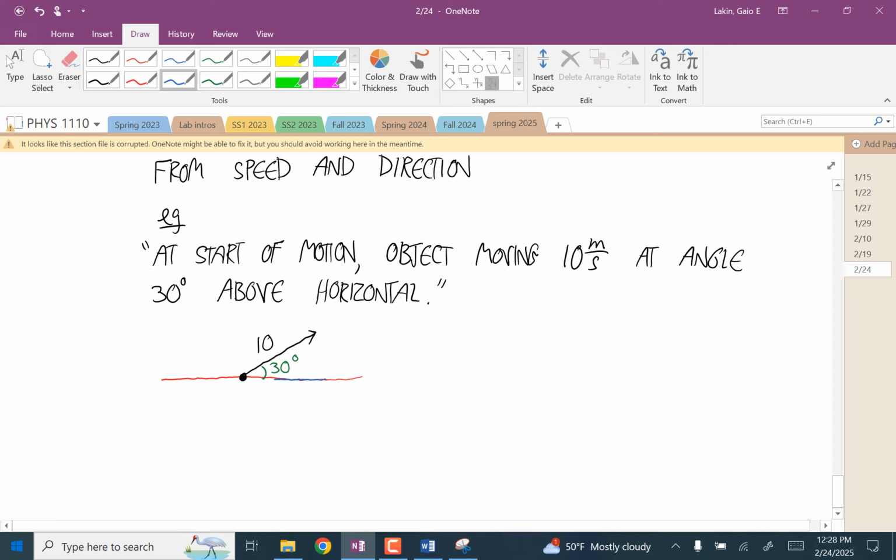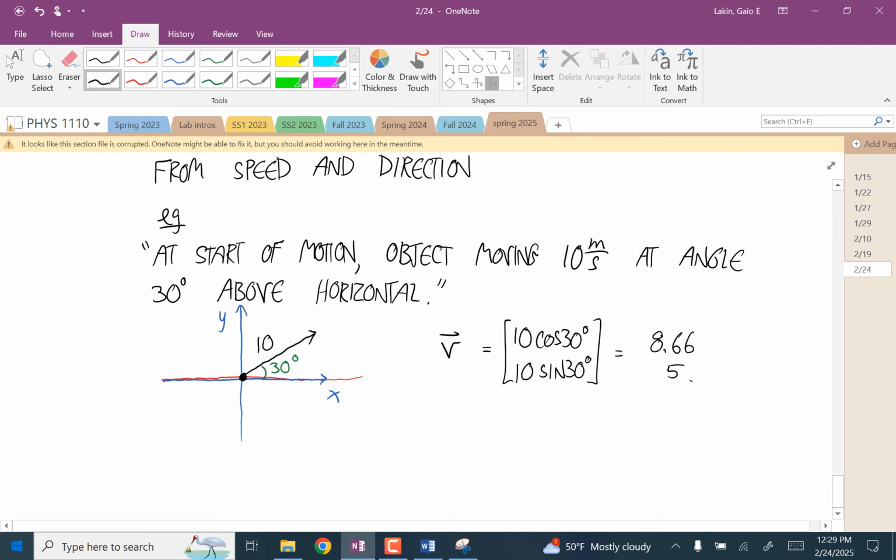And then if you choose a coordinate system with the x-axis this way and the y-axis this way, then the components of the velocity vector, now it's just like the vector problems that you did over the weekend. The velocity vector components are just going to be 10 times the cosine of 30 degrees, 10 times the sine of 30 degrees, and that's 8.66 for x, 5 for y.